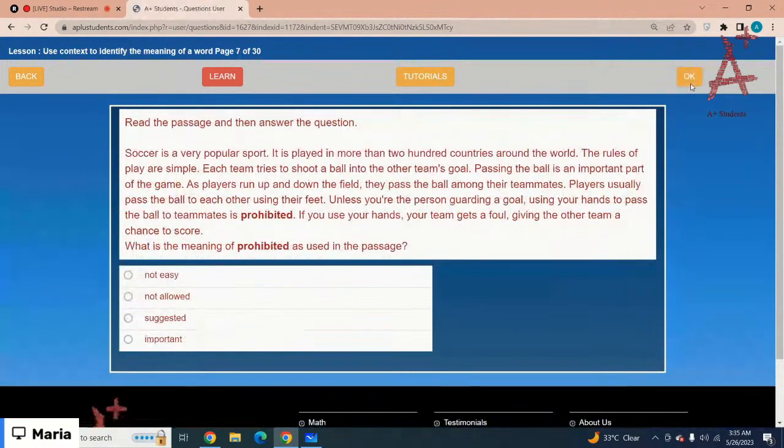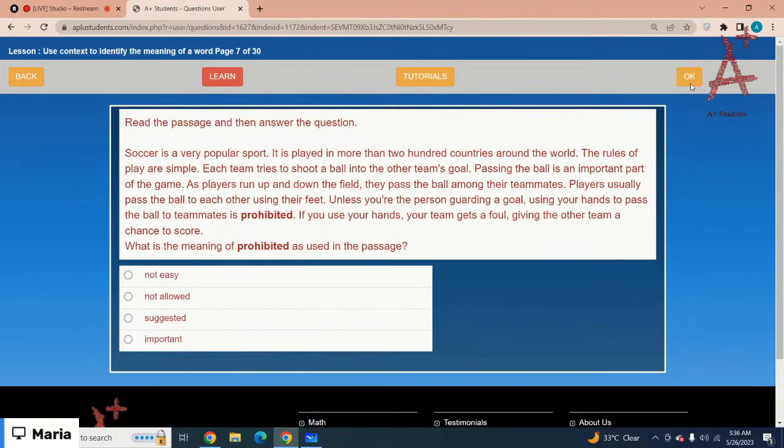Okay, the next one is: soccer is a very popular sport. It is played in more than 200 countries around the world. The rules of play are simple. Each team tries to shoot a ball into the other team's goal. Passing the ball is an important part of the game. As players run up and down the field, they pass the ball among their teammates. Players usually pass the ball to each other using their feet, unless you are the person guarding a goal. Using your hands to pass the ball to teammates is prohibited. If you use your hands, your team gets a foul, giving the other team a chance to score.